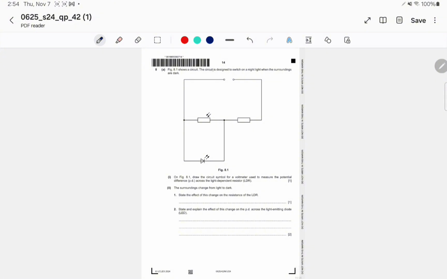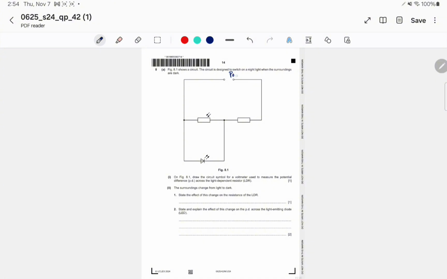8. The figure shows a circuit. The circuit is designed to switch on a night bulb when the surroundings are dark. On the figure, draw a circuit symbol for a voltmeter used to measure the potential difference across the light dependent resistor. First we will mark the components of this circuit.